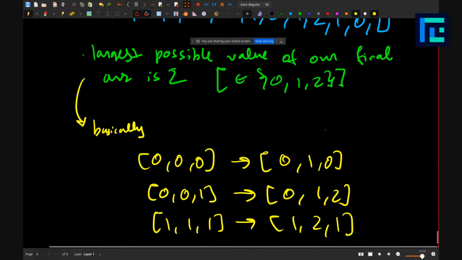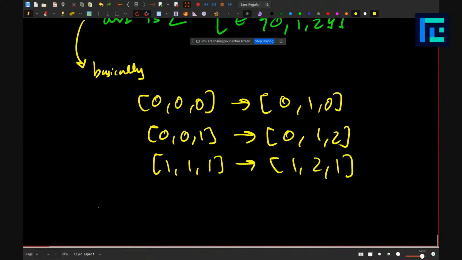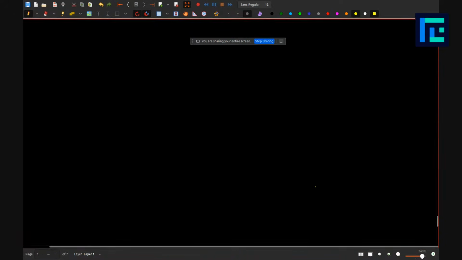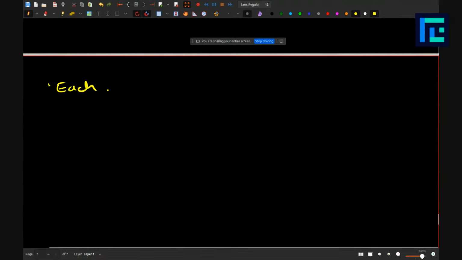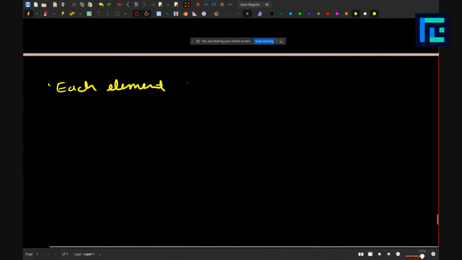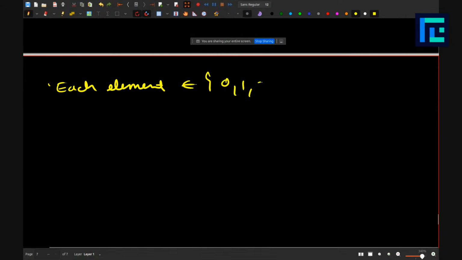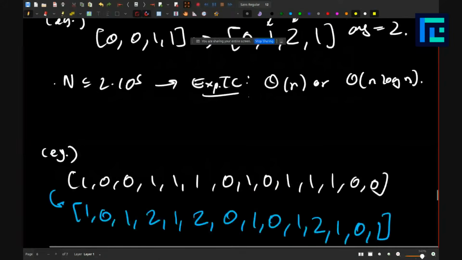In no case do we ever need to make a 3. Never do we need to make a 3, right? So each possible element is either a 0, 1 or 2 for our final answer, right?